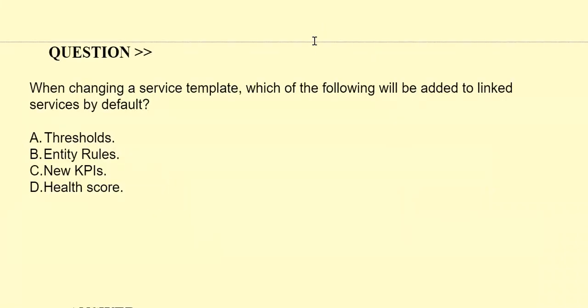Our question is, when changing a service template, which of the following will be added to linked service by default? Option A, thresholds. Option B, entity rules. Option C, new KPIs. Option D, health score. The correct answer is option B.